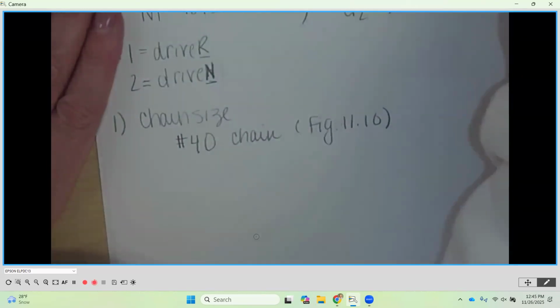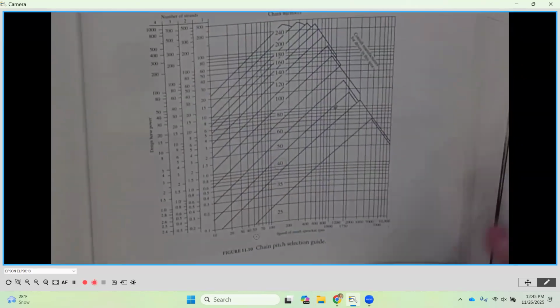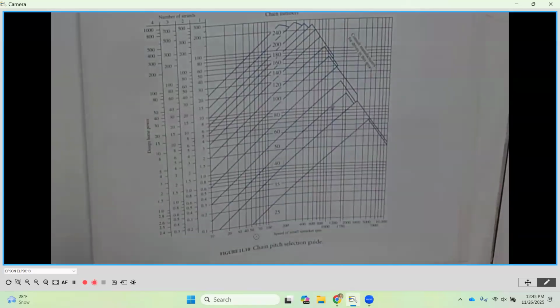Yes. 40, where does it say that? So if we go to that chart, you see how we landed in this section, and that's the number 40 section.